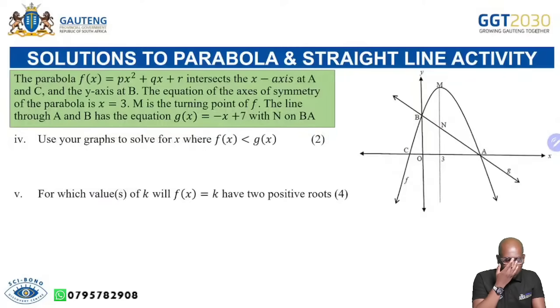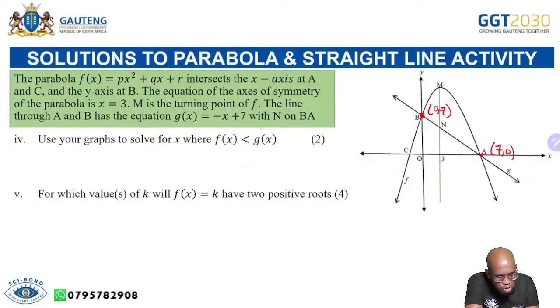Now we're getting into the higher order questions, your level 3 type questions here. Use the graph to solve for x where f of x is less than g of x. Still, I would need the coordinates here, which is (0, 7), and then the coordinates here, which is (7, 0). Okay, they say for which values of x would f of x be less than g of x?